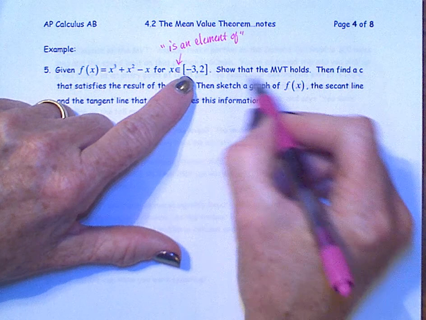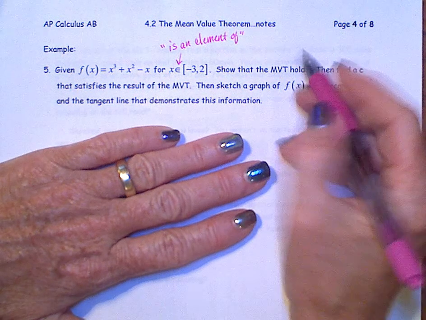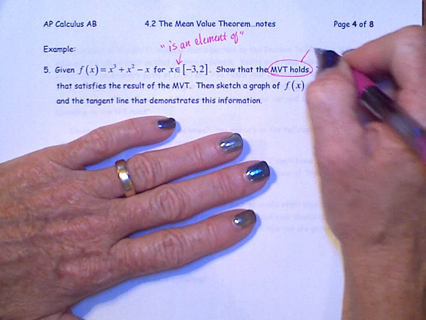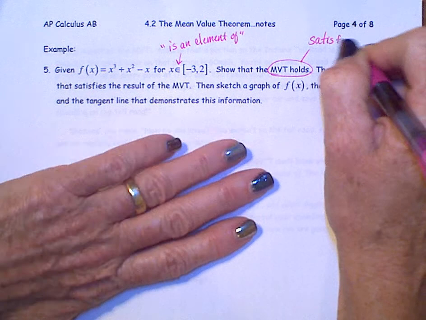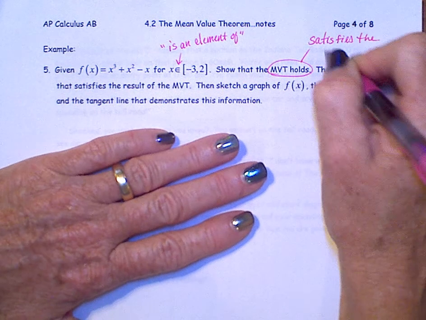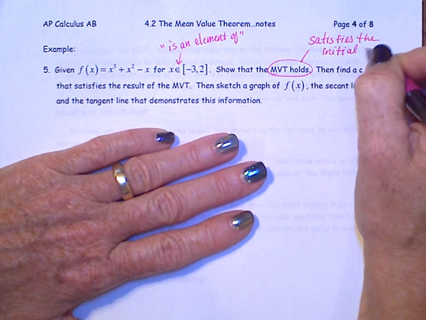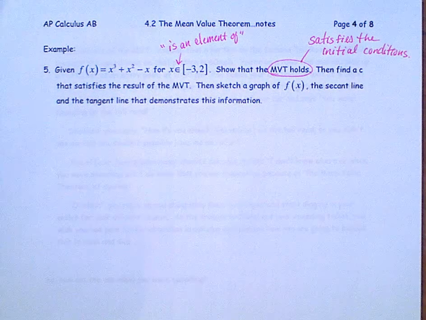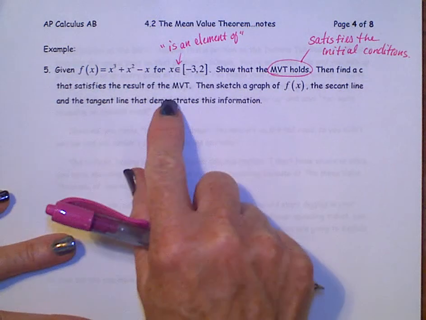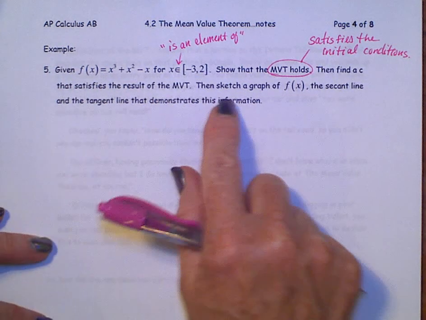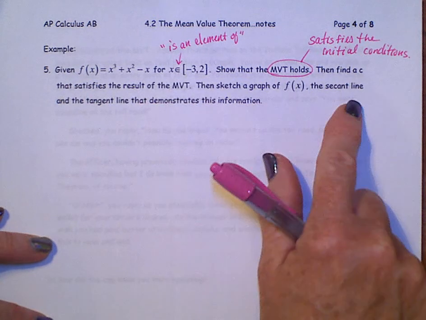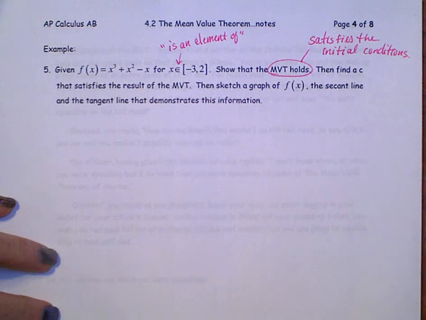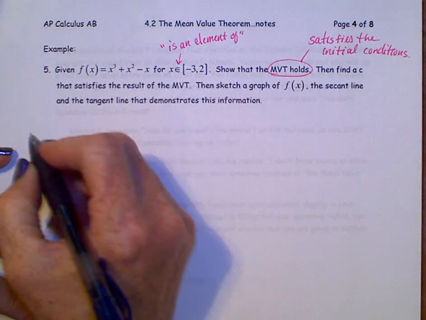I want you to show that the mean value theorem holds. And when we say that the mean value theorem holds, that means it satisfies the initial conditions. All right, after we do that, I want you to find a C that satisfies the result of this mean value theorem. Finally, sketch a graph of f of x, the secant line, the tangent line, that demonstrates this information. So we start first by finding the initial conditions.